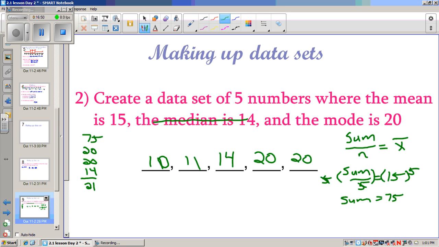I see that my median is 14. 20 is the number that occurs the most. And if I add all 5 of those up, 20 plus 20 is 40. 40 plus 10 is 50. 50 plus 11 is 61. 61 plus 14 is 75. And therefore, if I take 75 divided by 5, I do get my mean of 15. So therefore, I also know now that my mode is 20. I got that taken care of, and my mean being 15 is taken care of. There's my data set.